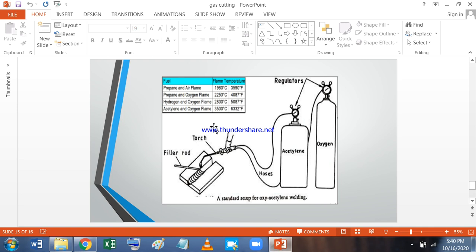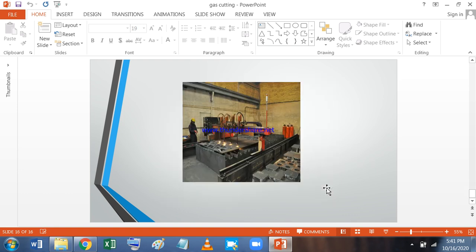Here some temperatures are given. Propane is LPG. Propane and air flames have a flame temperature of 1980 degrees centigrade. Propane and oxygen has got 2053 degrees centigrade. Hydrogen and oxygen is 2800 degrees centigrade, and acetylene and oxygen is 3500 degrees centigrade. As I told you at the beginning of the lecture, it is around 3000 degrees centigrade. So the oxyacetylene flame has the highest temperature. So this is the setup for oxyacetylene welding.